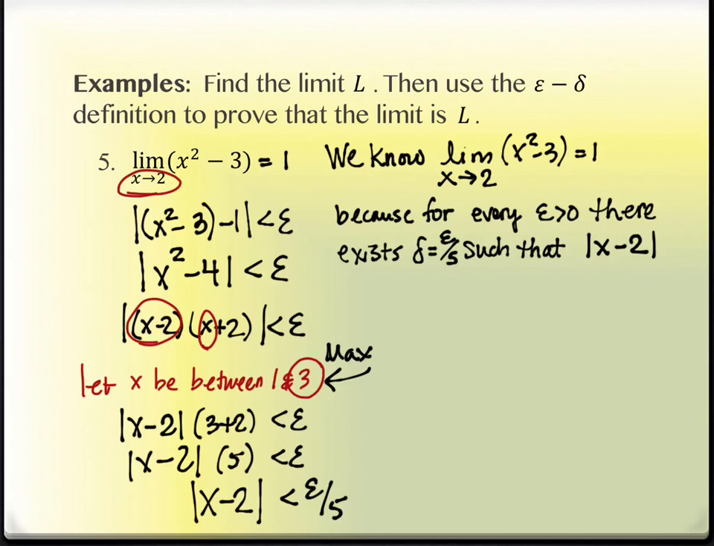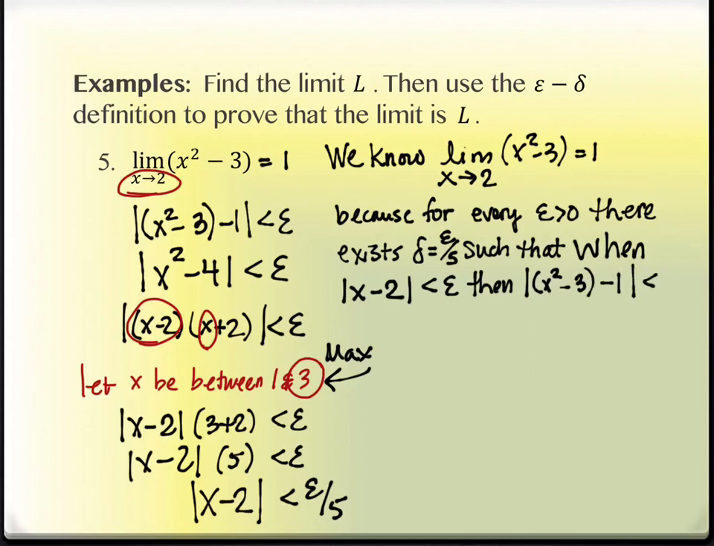And we can finish our proof. So such that, I left out a word, the word was when, x minus 2 is less than epsilon over 5, then the absolute value of x squared minus 1, minus 3 minus 1, is less than epsilon. I want to leave that 3 out apparently today. That first one should have said epsilon over 5.